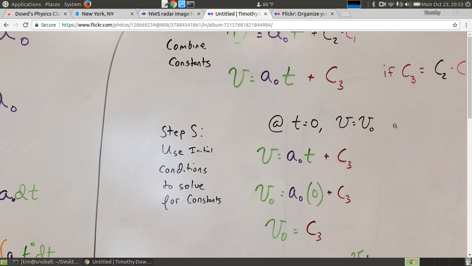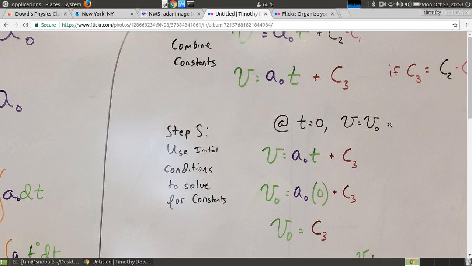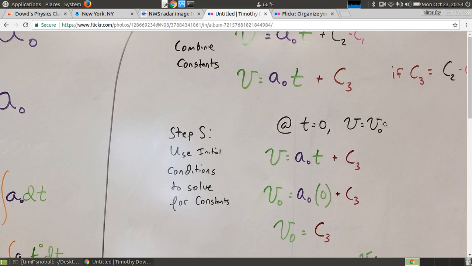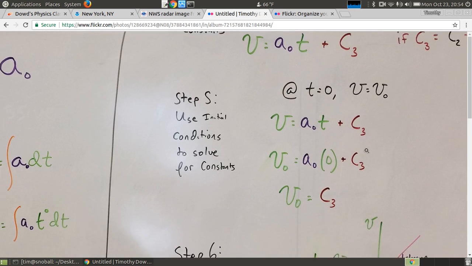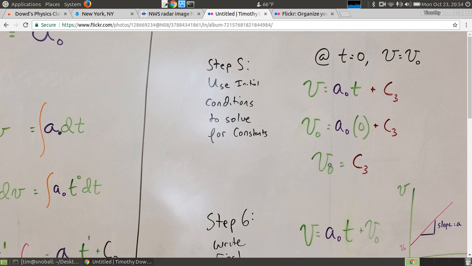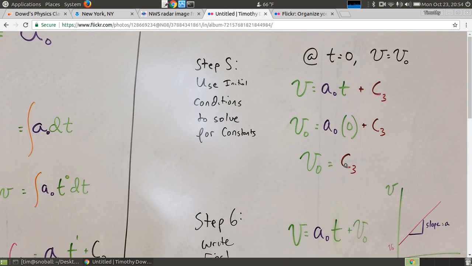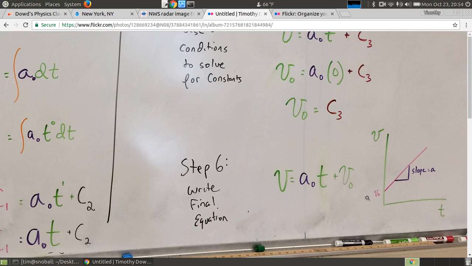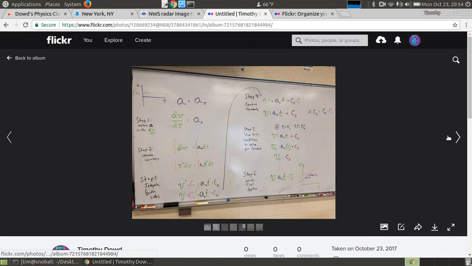And at our original time, we know that our velocity will be whatever our original velocity was. So to figure out what C3 is, I just take my equation, I plug in 0 for t and v0 for v, and of course I see that v0 is C3. And that's where I get my equation, v equals at plus v0. So those are the steps that you need to do to generate our simple velocity equation that we've used so much already.